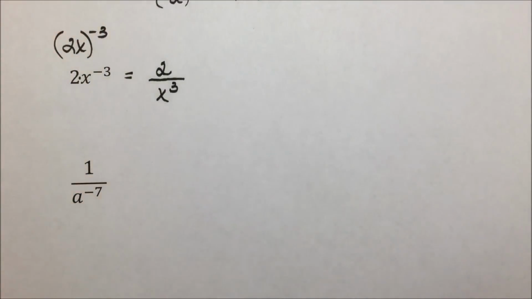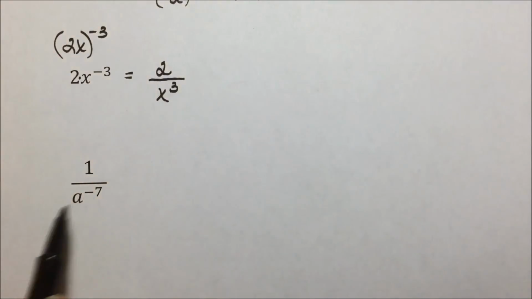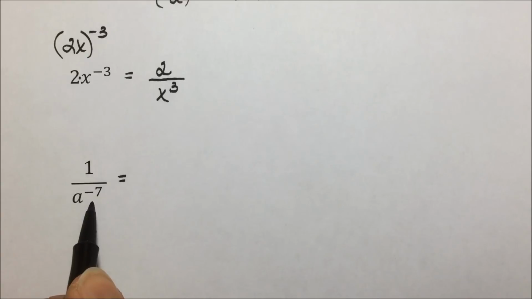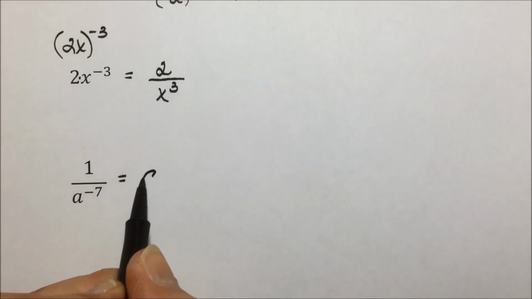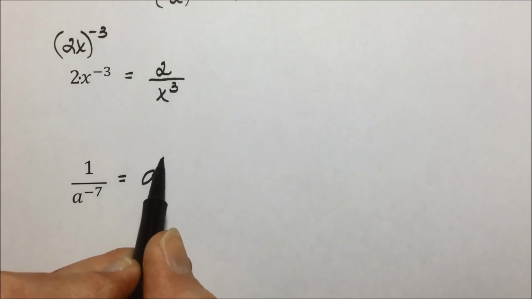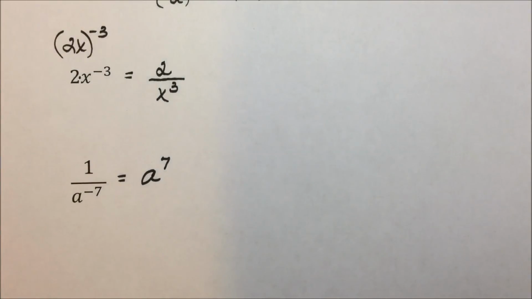In this last example, we have a negative exponent in the denominator, and to eliminate a negative exponent that's in the denominator, it needs to go to the numerator, which has a 1. 1 times a to the 7th would be a to the 7th.